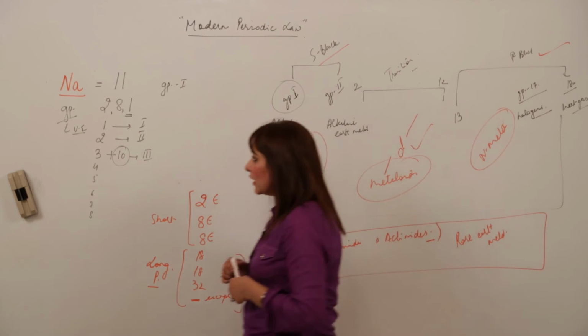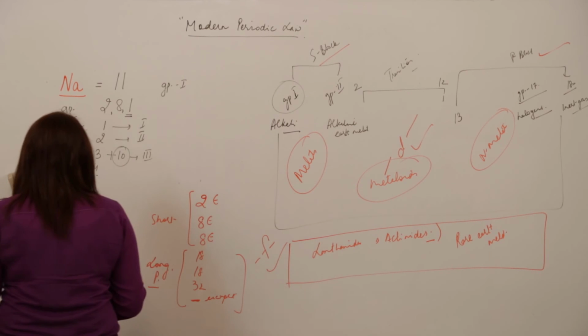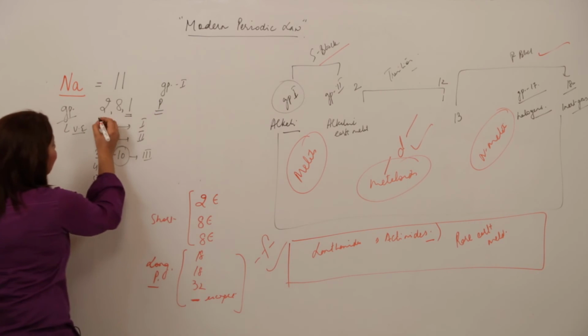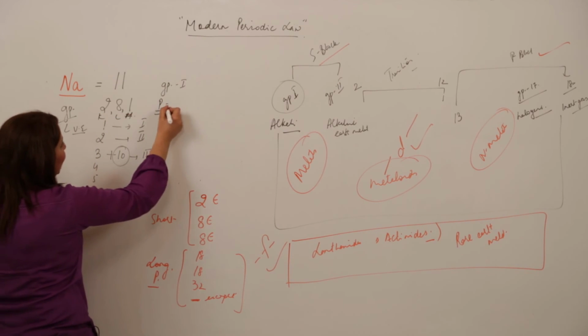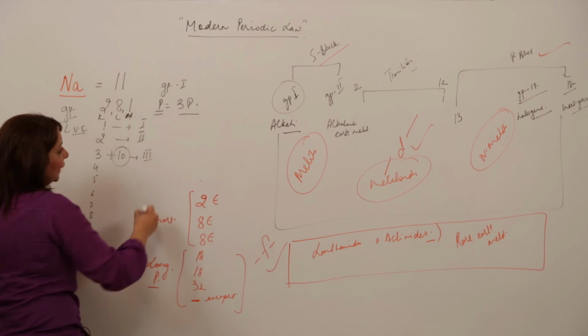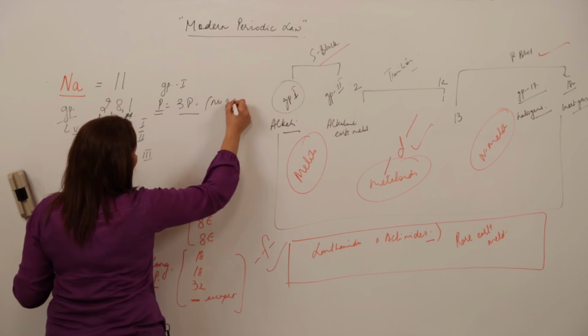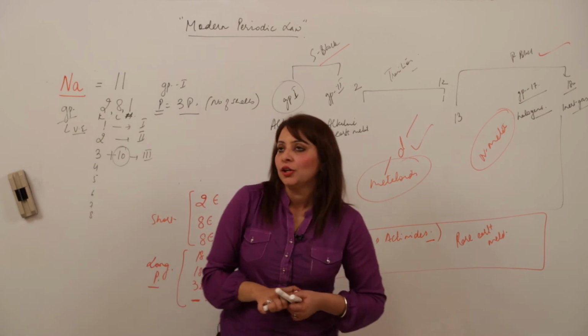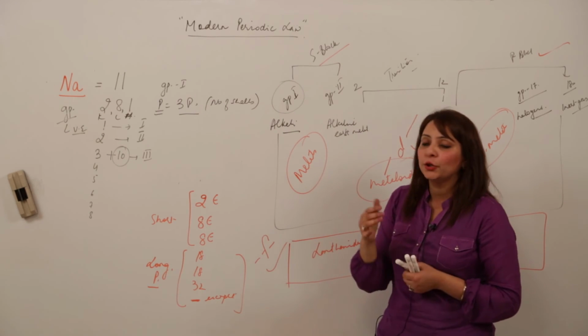And next, when you want to tell the period, how are you going to tell it? Look, it has 3 shells, so that means it belongs to the 3rd period. So the number of shells corresponds to the period to which an element belongs. This is how you are going to tell the group and the period.